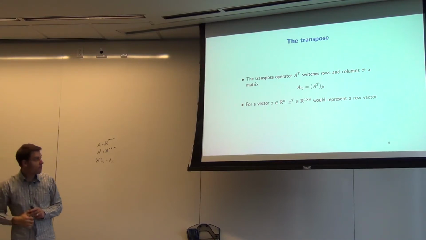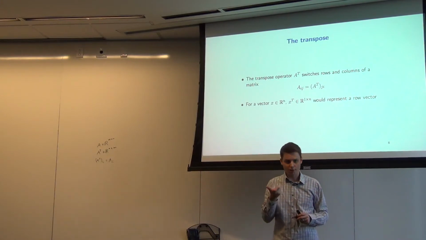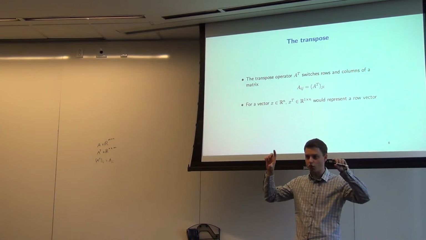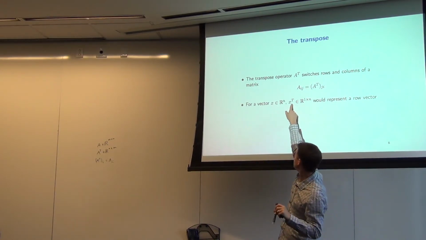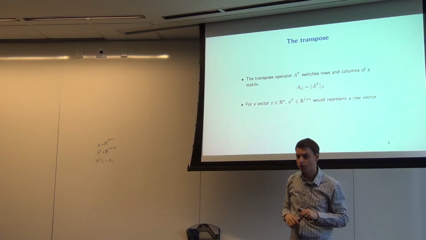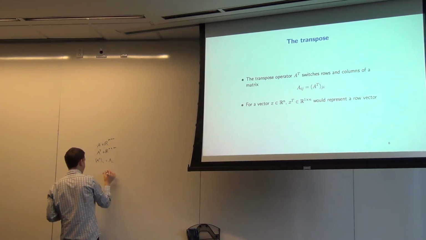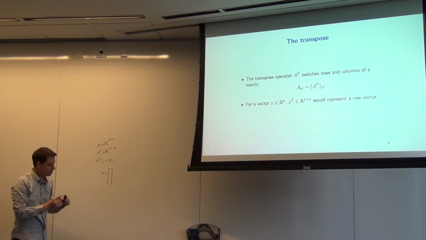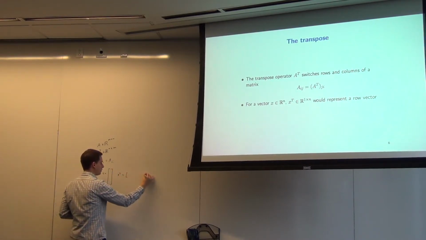Now, importantly, since we're talking about column vectors, if we want to talk about a row vector, that is a matrix with one row and many columns, we'll use the notation x transpose. So for a vector x in R^n, if x equals this skinny matrix, then x transpose would equal the row vector.